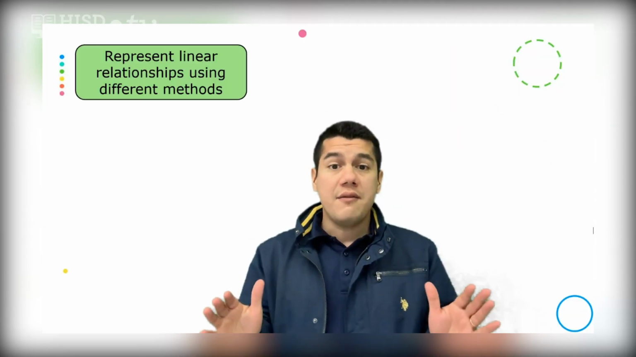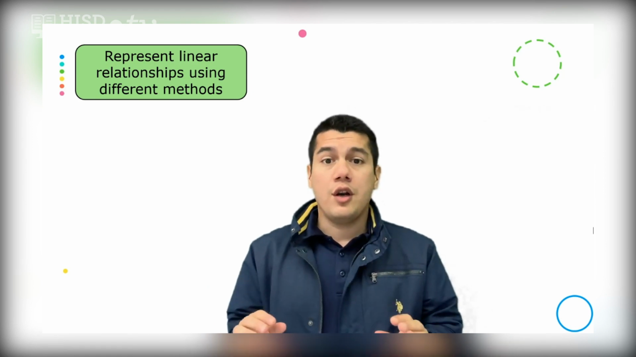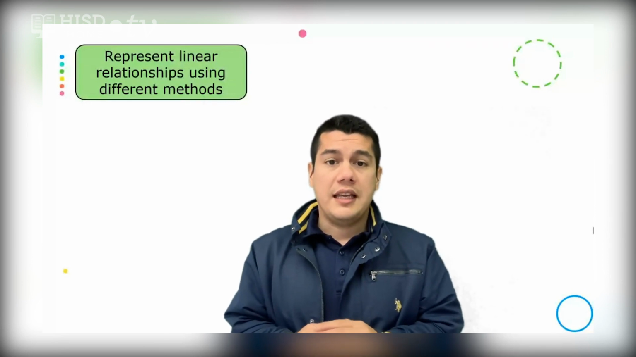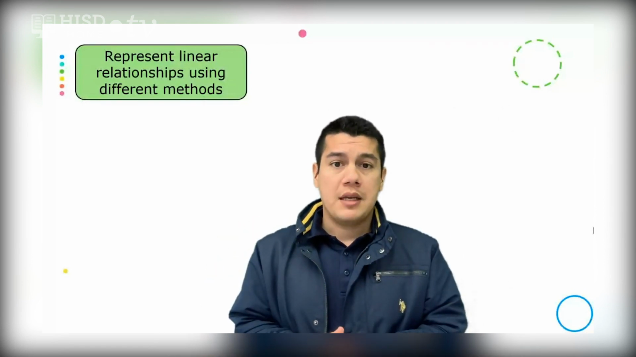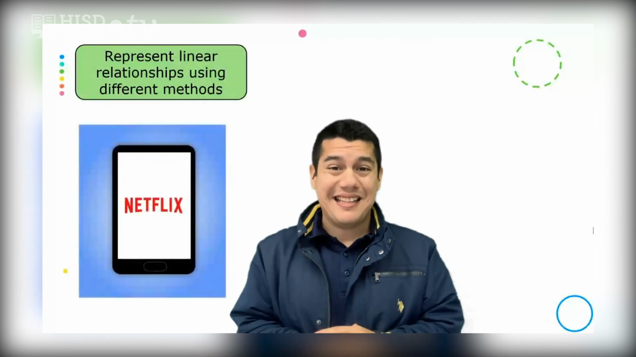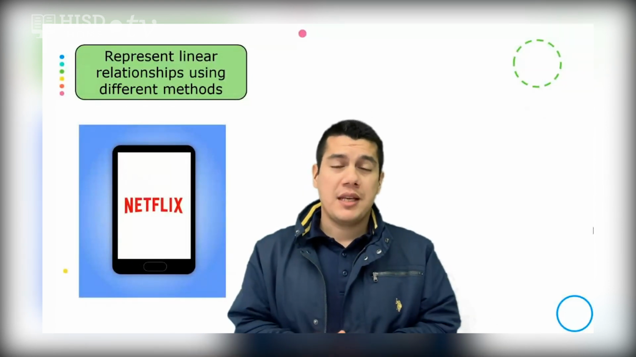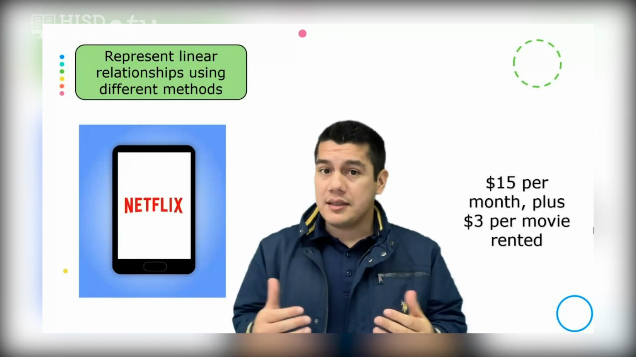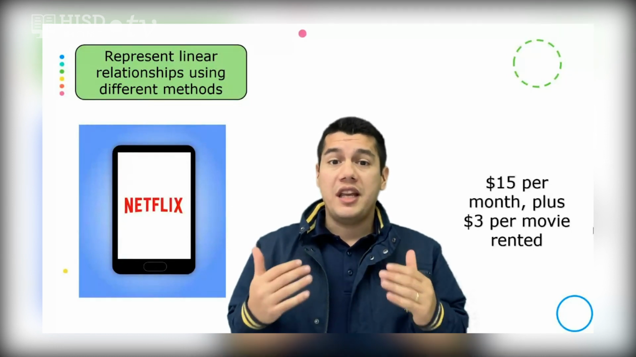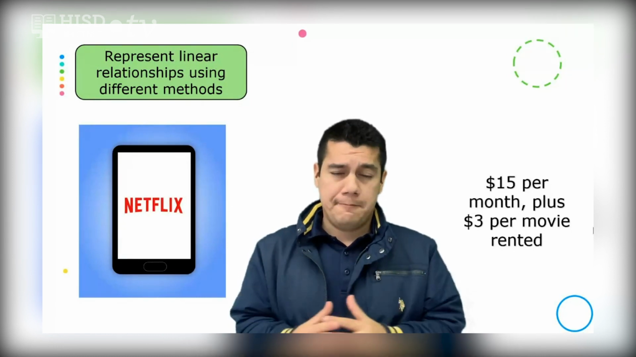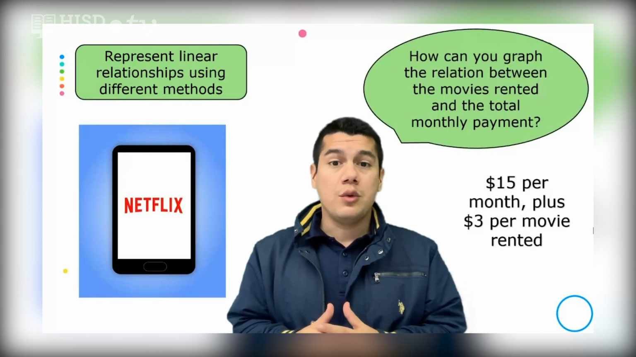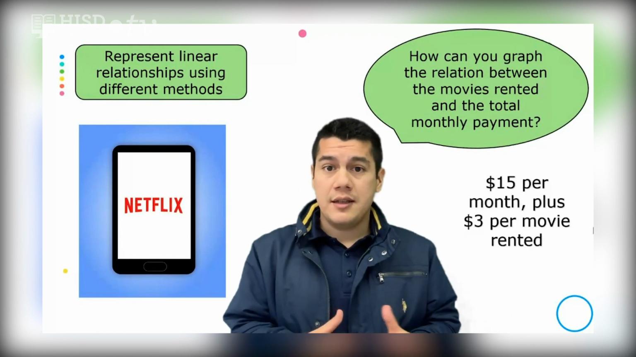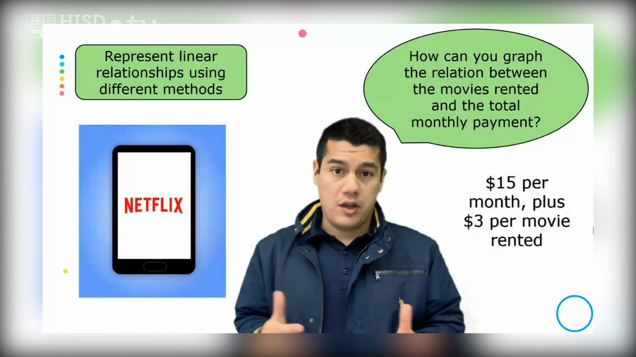For our 7th graders, today we're going to learn how to represent linear relationships in different methods. Let's say that I buy a Netflix subscription and the cost is $15 a month plus $3 that I pay for each movie that I rent. The question is, how can you represent the relationship between the movies rented and the total monthly cost?